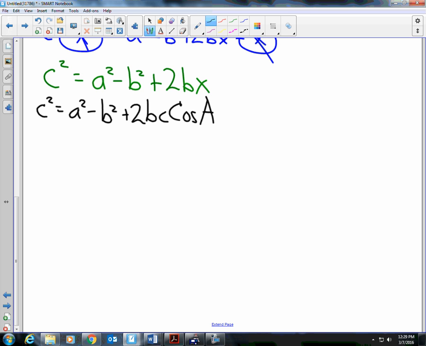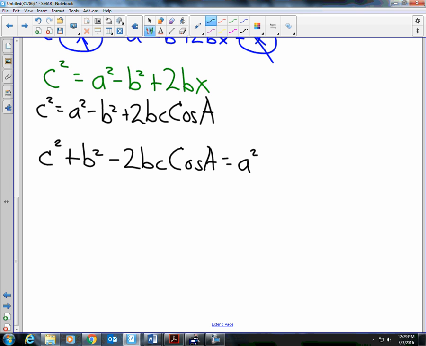This isn't the way that it's normally written. It's written just a little bit differently. They add over the b squared and subtract this over. So it becomes c squared plus b squared minus 2bc times the cosine of a is equal to that a squared. And now this would be an example of a formula for the law of cosines.